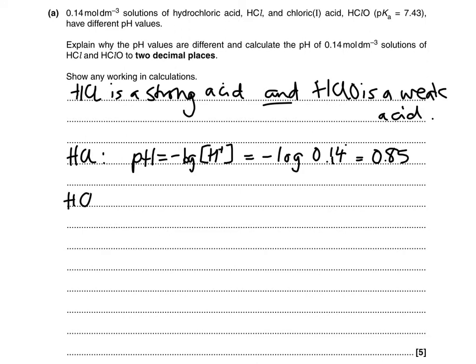Okay, now looking at the weak acid. We're not given Ka, we're given pKa. So Ka is going to equal 10 to the minus pKa, which gives us 3.7 times 10 to the minus 8. Okay, 1 mark for this.